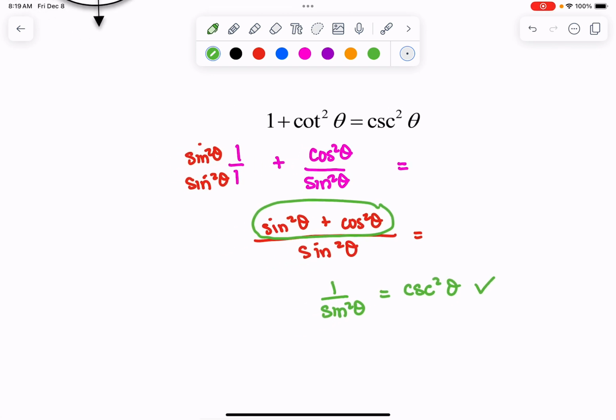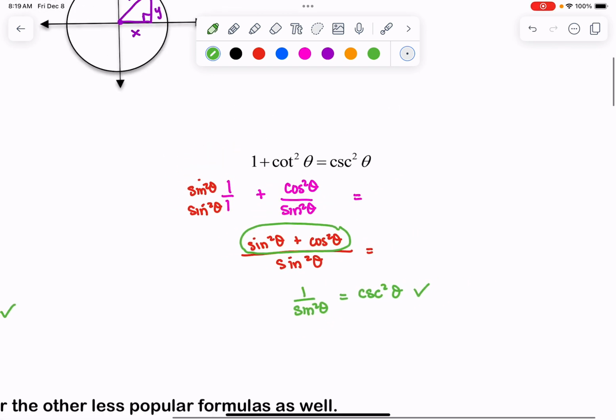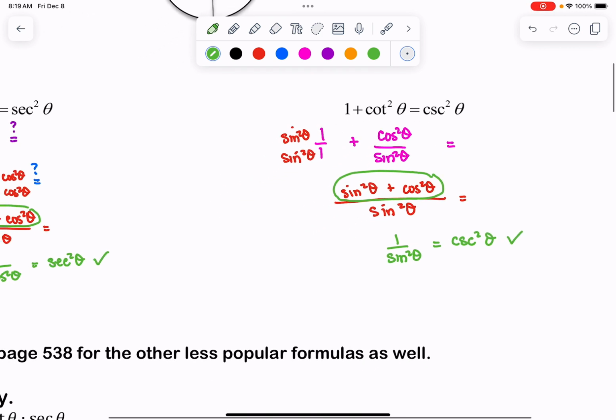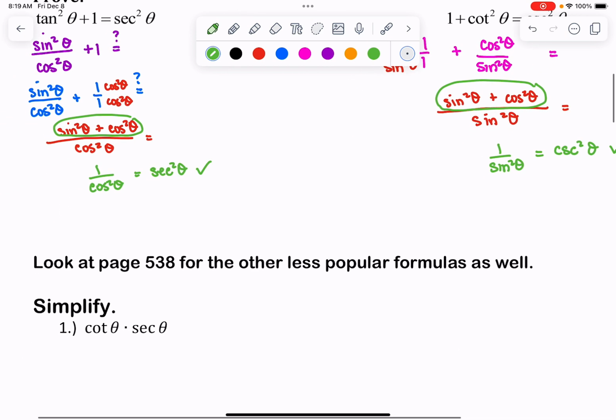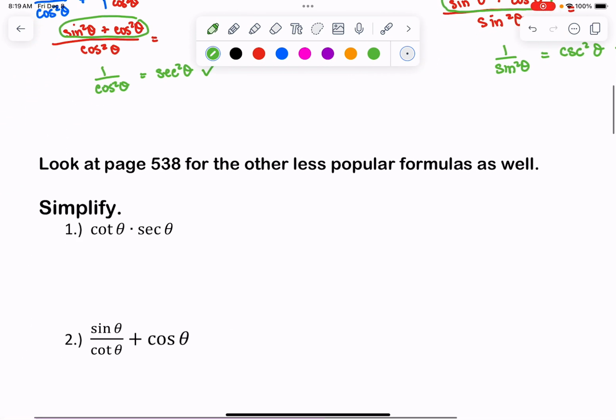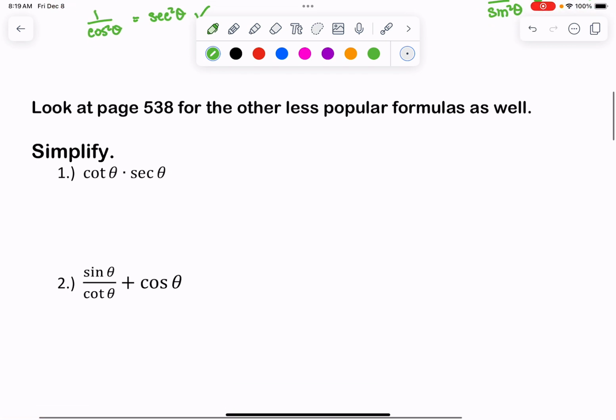We wanted to do this process also to help us when we are simplifying our trig functions. One of the easiest ways to do that is to replace your trig functions with all sines and cosines. So let's take a look at doing that with number 1.